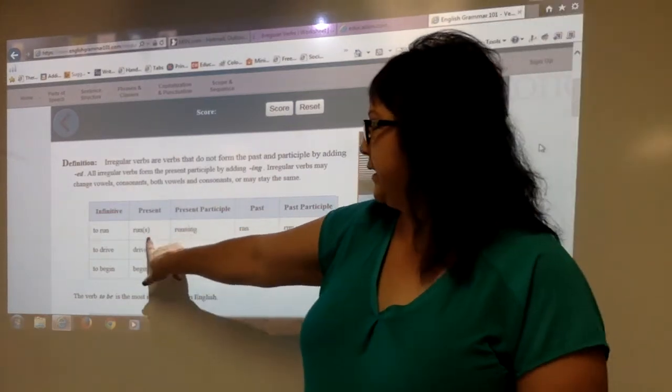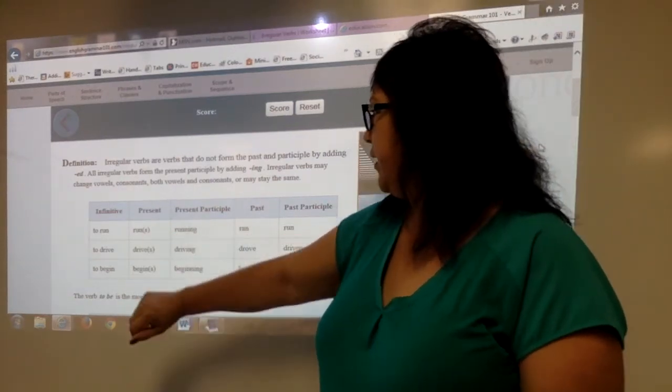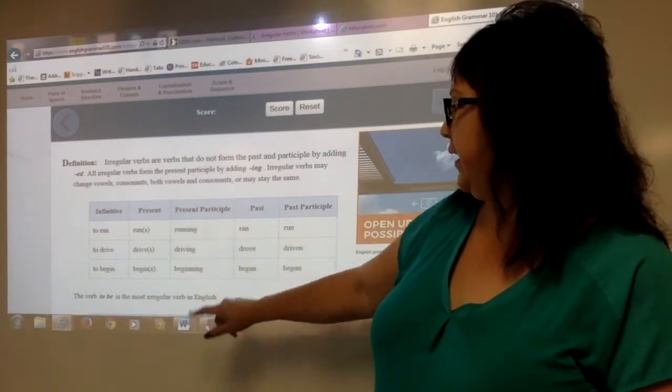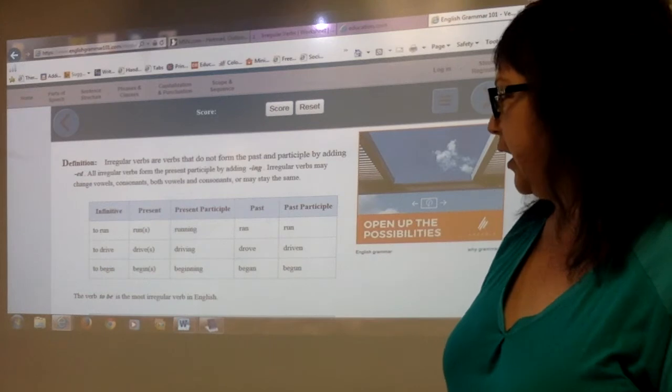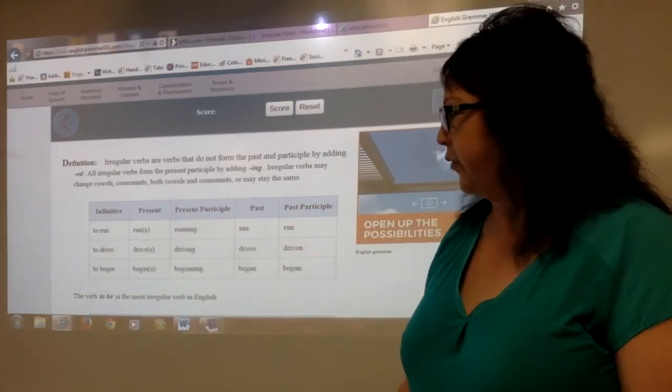So the present verb is run, present participle is running, past is ran, past participle is run. That's the first example. Let's move on.